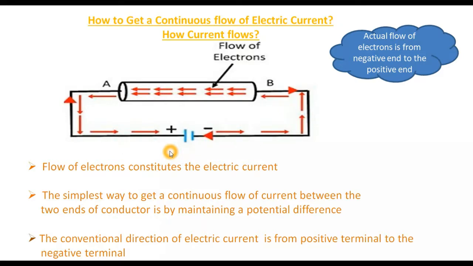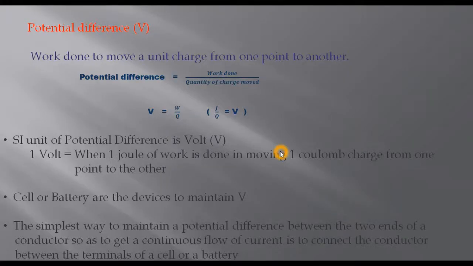Basically, the actual flow of electrons which constitutes the current is from negative terminal to positive terminal, and that direction is exactly opposite to the direction of conventional current. Now, I told you that it is because of a difference that electrons start moving in a particular direction, and that kind of difference is known as potential difference. So whenever we are applying a source to some conductor, potential difference is maintained, and that potential difference is maintained by a battery or by a cell.